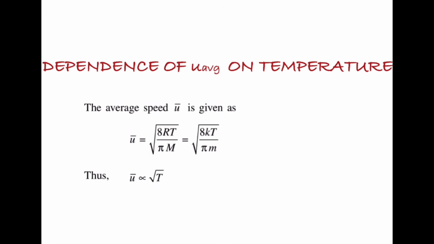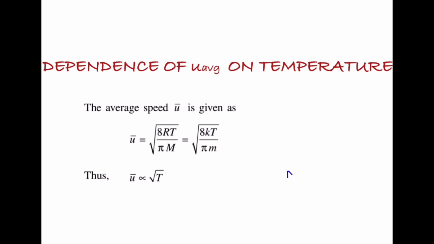Now let us see how U average depends on temperature. Dependence of U average on temperature we are discussing. The average speed of a gas molecule is given by the expression U average is equal to root over 8RT by pi m. Here T is the absolute temperature, R is the molar gas constant, pi is a constant, and m is the molar mass of the gas.